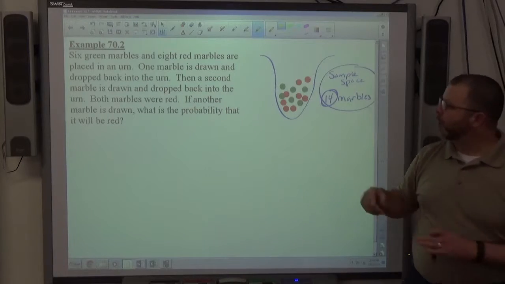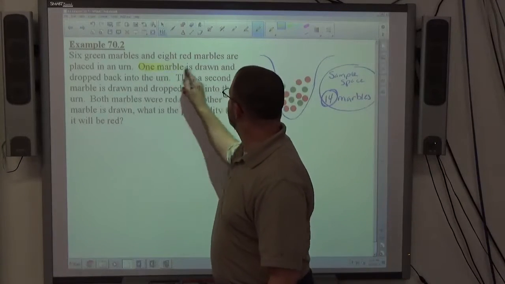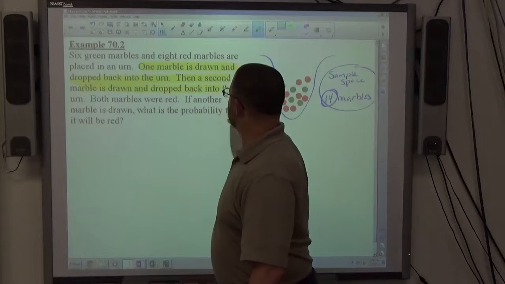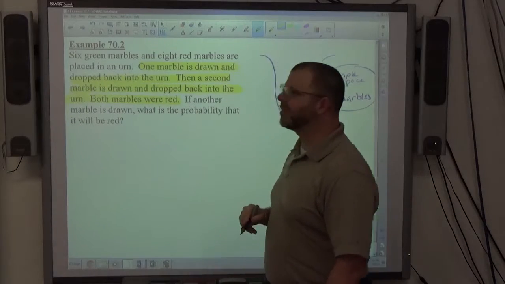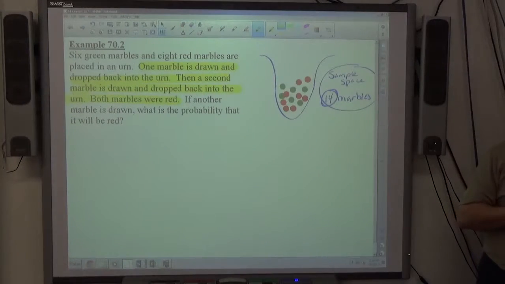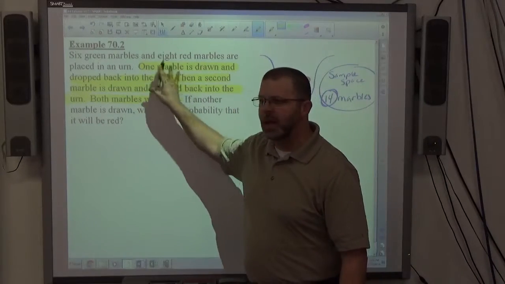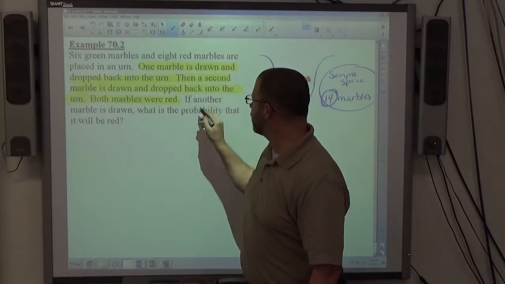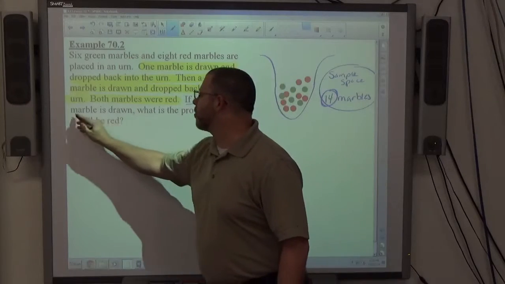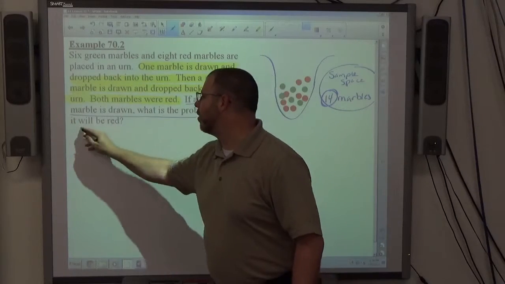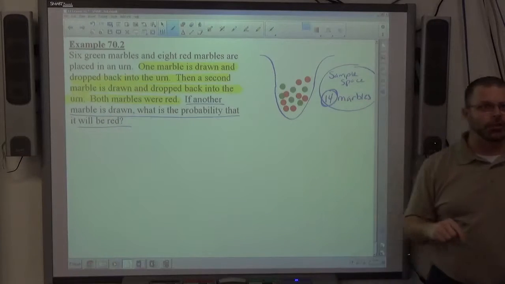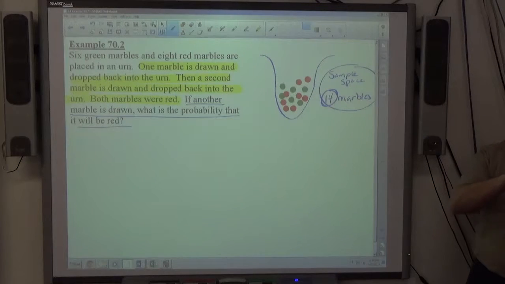14 marbles. So, just because they tell me all that stuff there, it has no bearing on the next pick, right? I've still got 6 green, I've still got 8 red marbles. So when they ask you the probability of something, make sure you're not focusing on all this extra information in the middle. Just answer the question they're asking about probability. Another marble's drawn, what's the probability that it will be red? To answer that question, we simply have to know 2 things. How many red marbles are there? How many marbles are there? If we know those 2 things, we're ready to go.